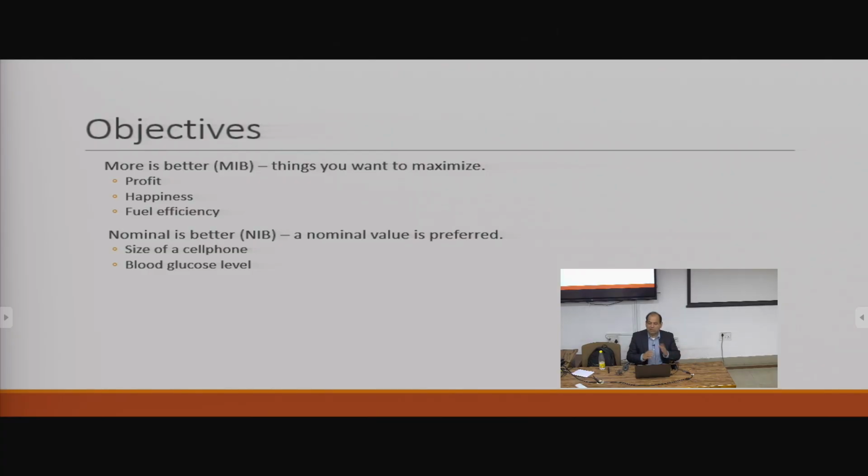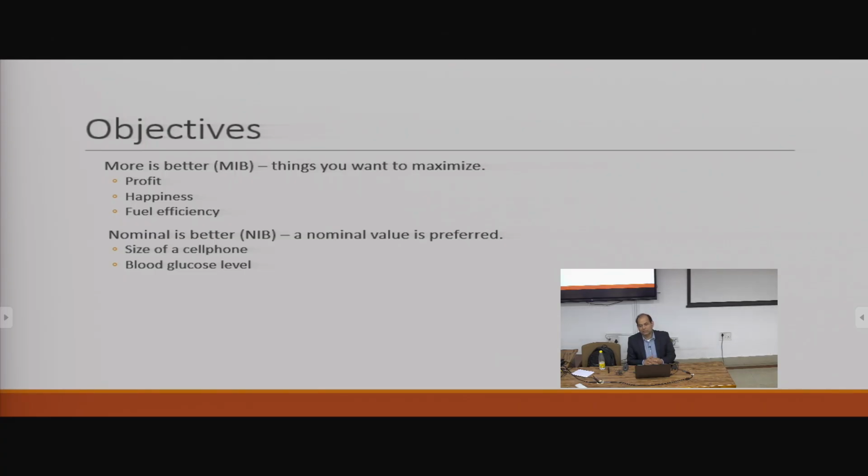Then you have nominal is better type attributes, right? So some nominal value is preferred. Size of a cell phone. Nobody wants a huge cell phone. Nobody wants a tiny cell phone these days. There's a nominal size within which you try to stay. And then blood glucose level. Nobody wants a really high blood glucose level. Nobody wants a very low blood glucose level.